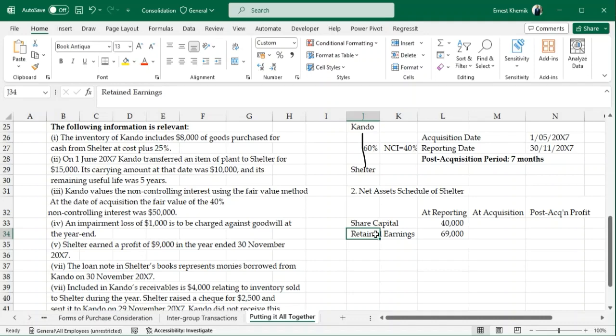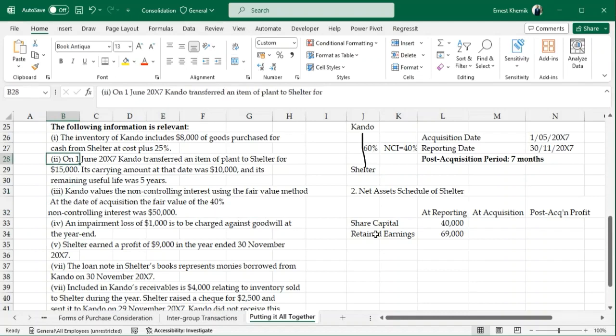All right, so that is it. Whenever the seller is the subsidiary, we treat it in the net asset schedule. Whenever the parent is the seller, we treat it in the group retained earnings. So just get that in before we continue.